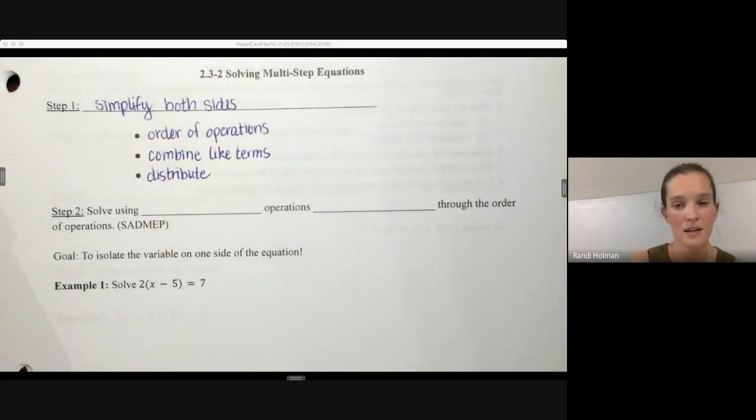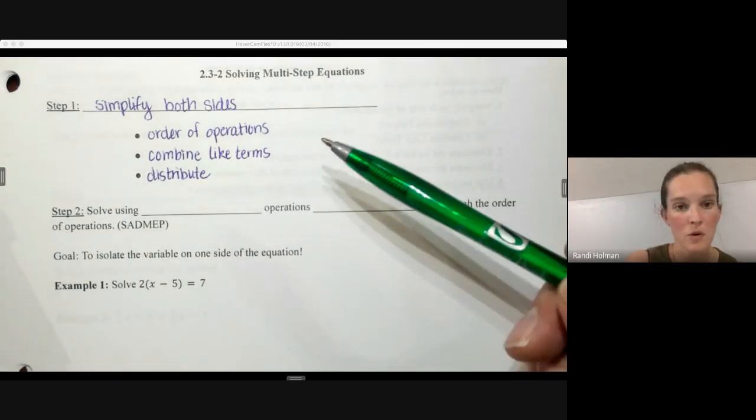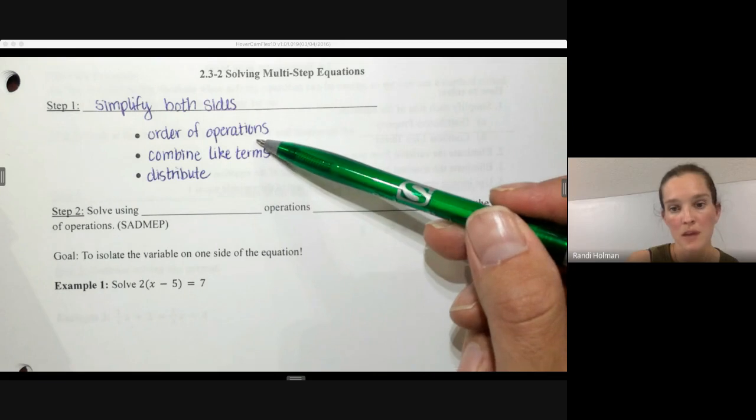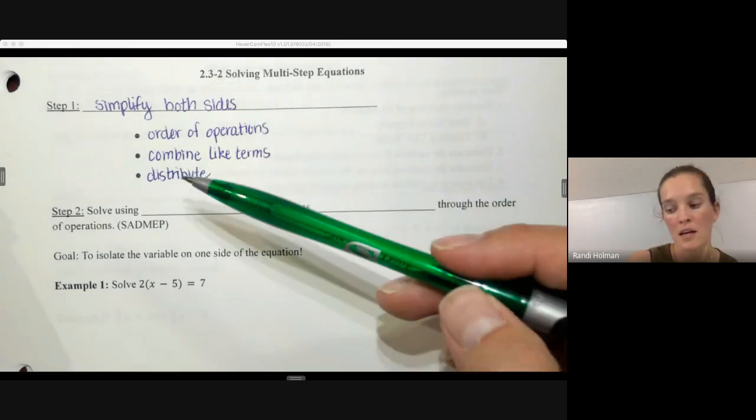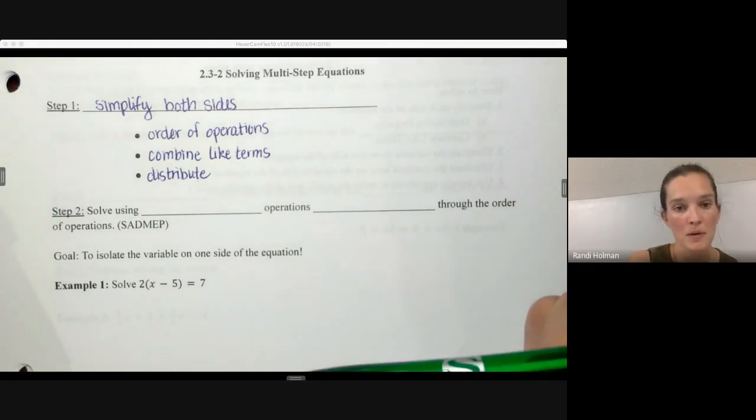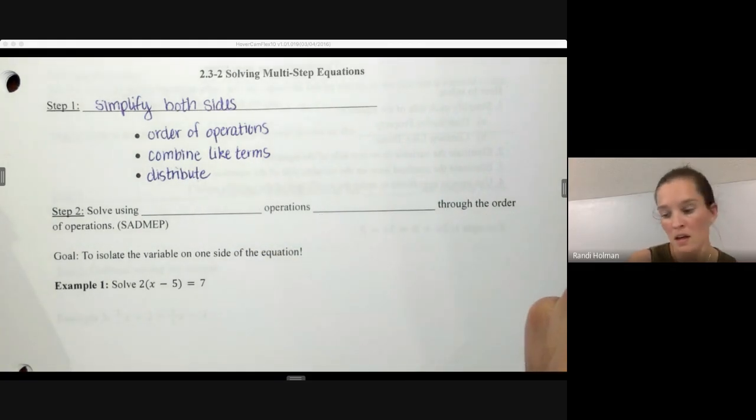Okay. And this isn't this, then this, then this. I shouldn't have said it that way. These are just things that we're looking for. Is there anything that we can simplify just using our order of operations? Are there any like terms we can combine? Can we utilize our distributive property anywhere that we can't do those things?